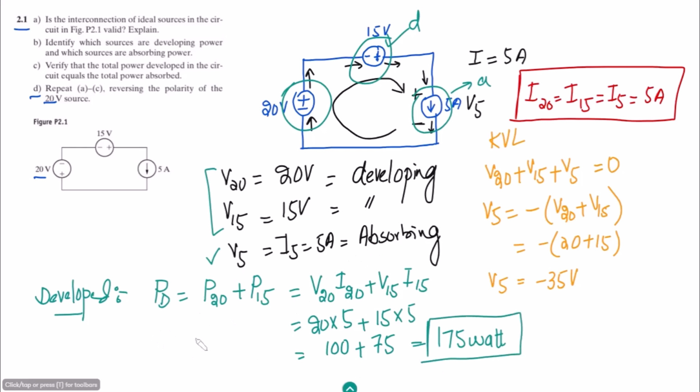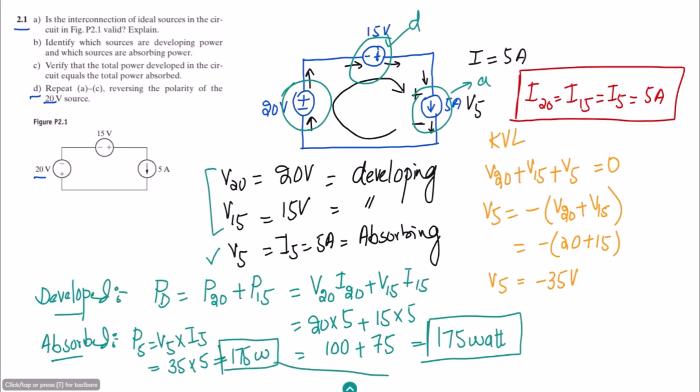Now in order to find the absorbed power, let me find it out here. The absorbed power is the power absorbed by this 5 ampere source. So this is P5, which is V5 multiplied by I5. V5 is known, that was 35, as I'm just writing the magnitude of it, and I5 is 5. So it would be 175 watts as well. We can see that the developed power and the absorbed power are equivalent.